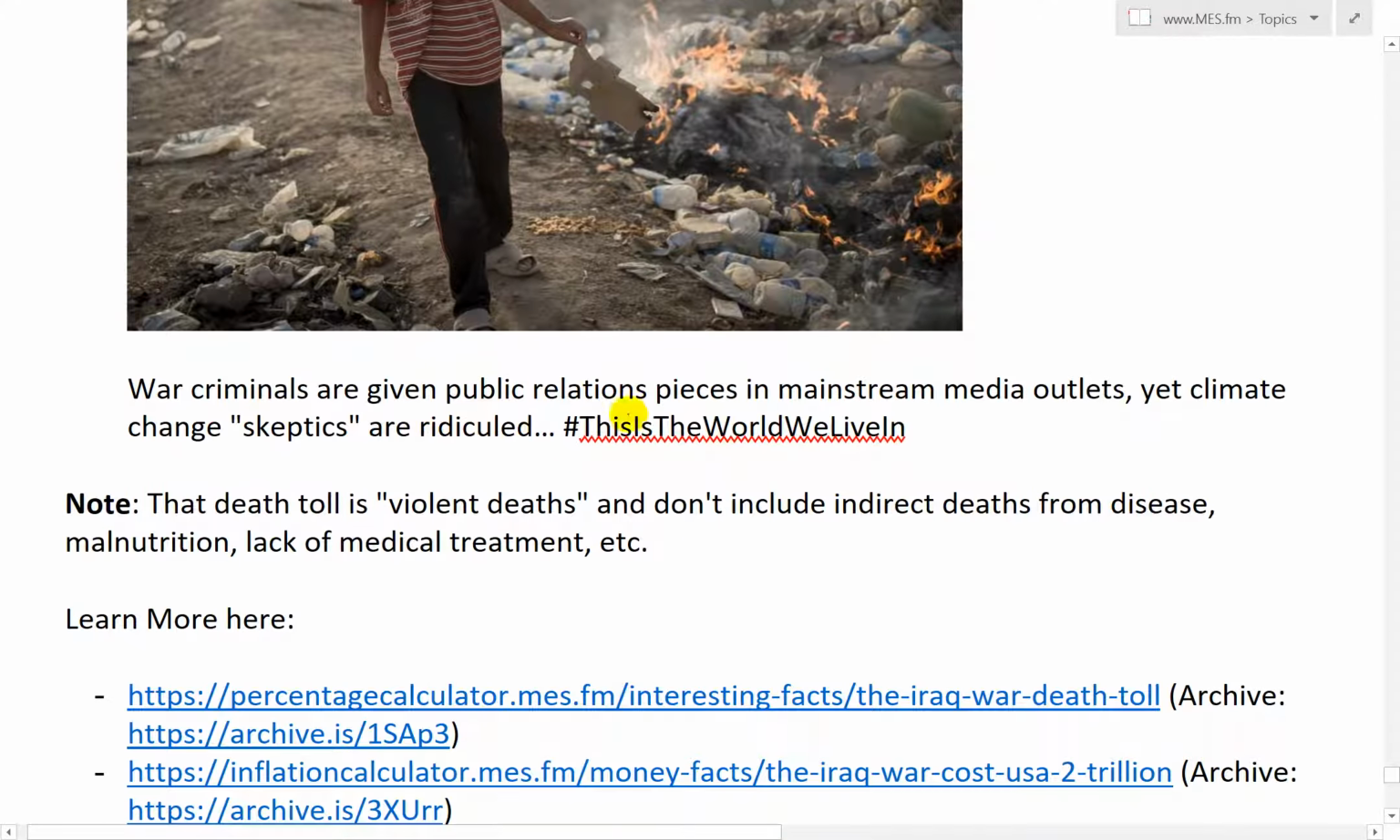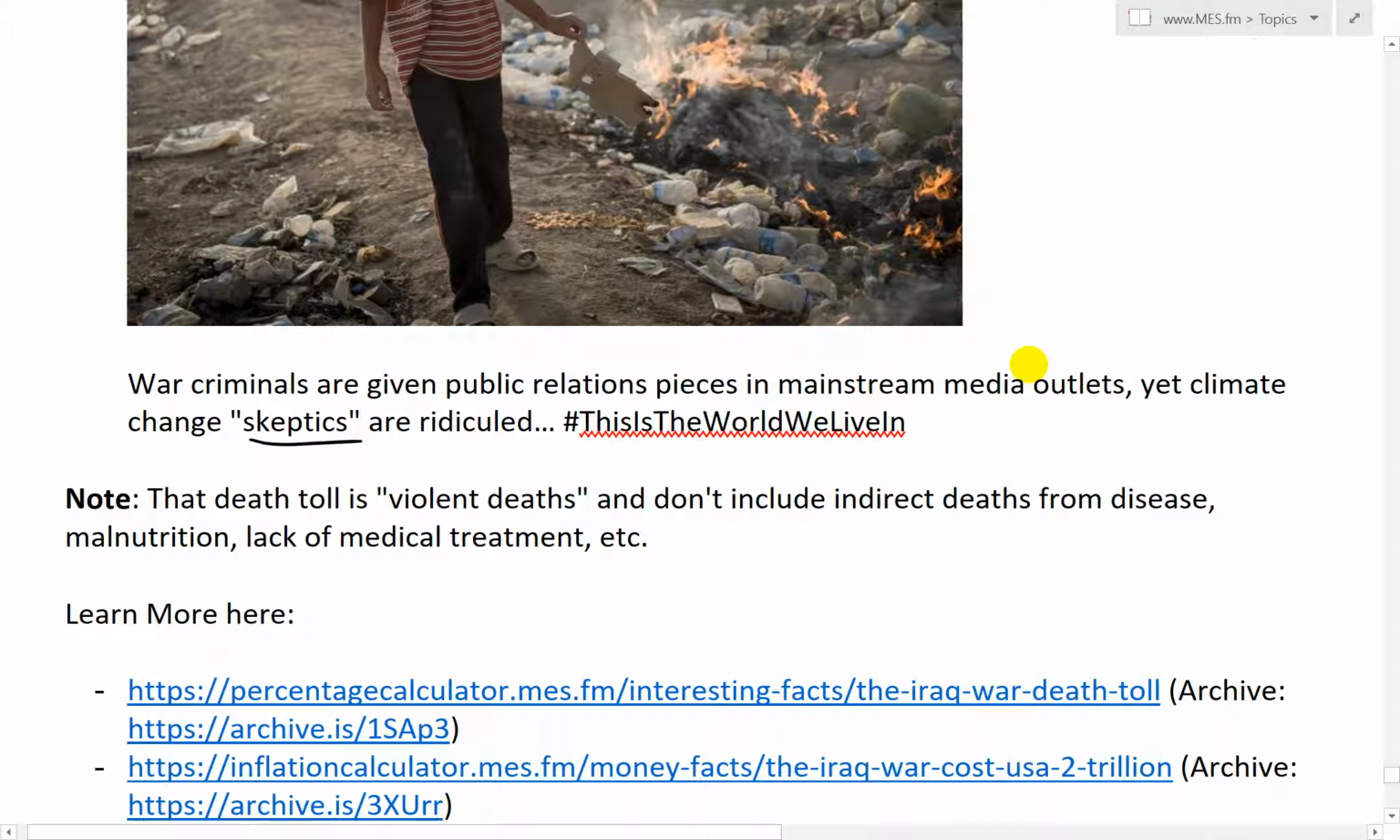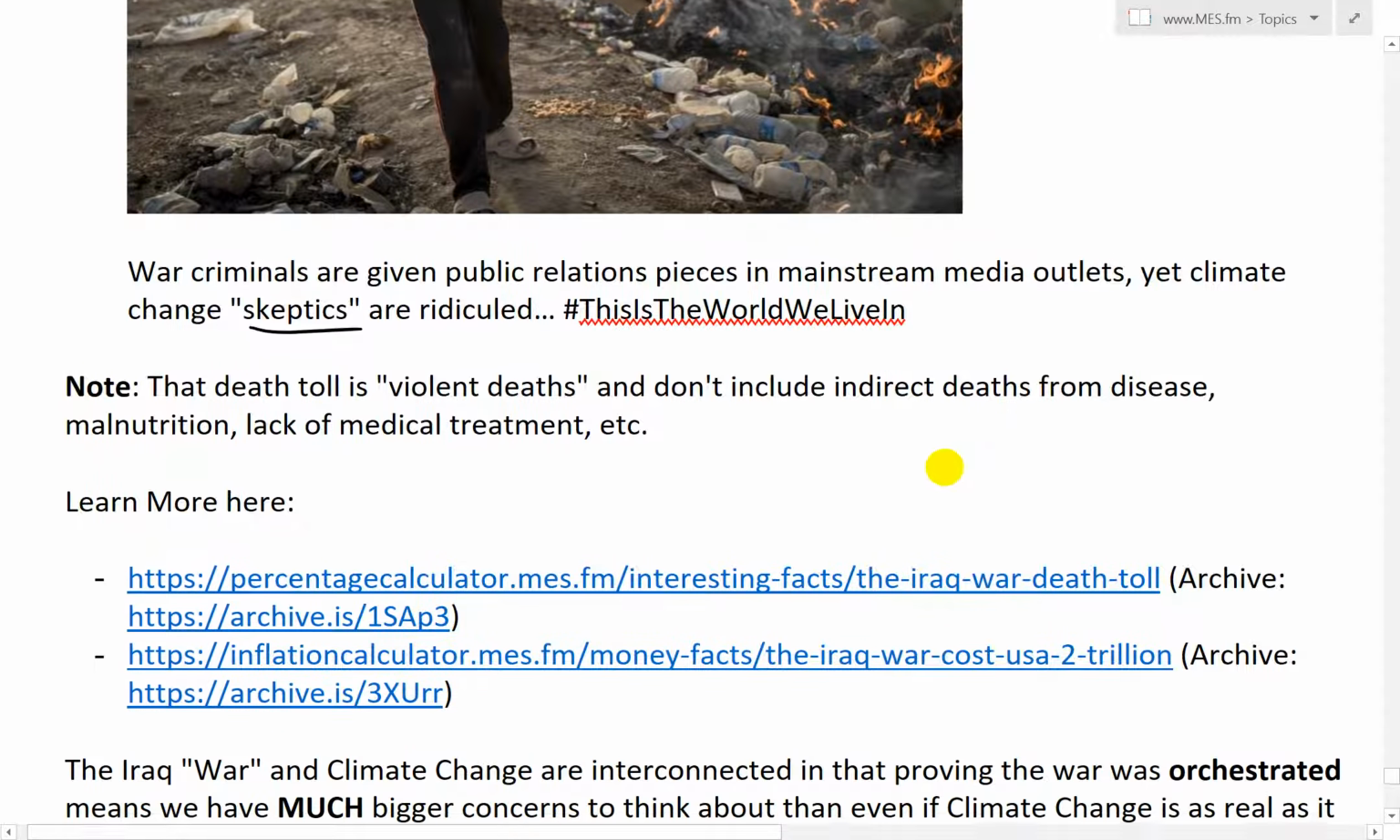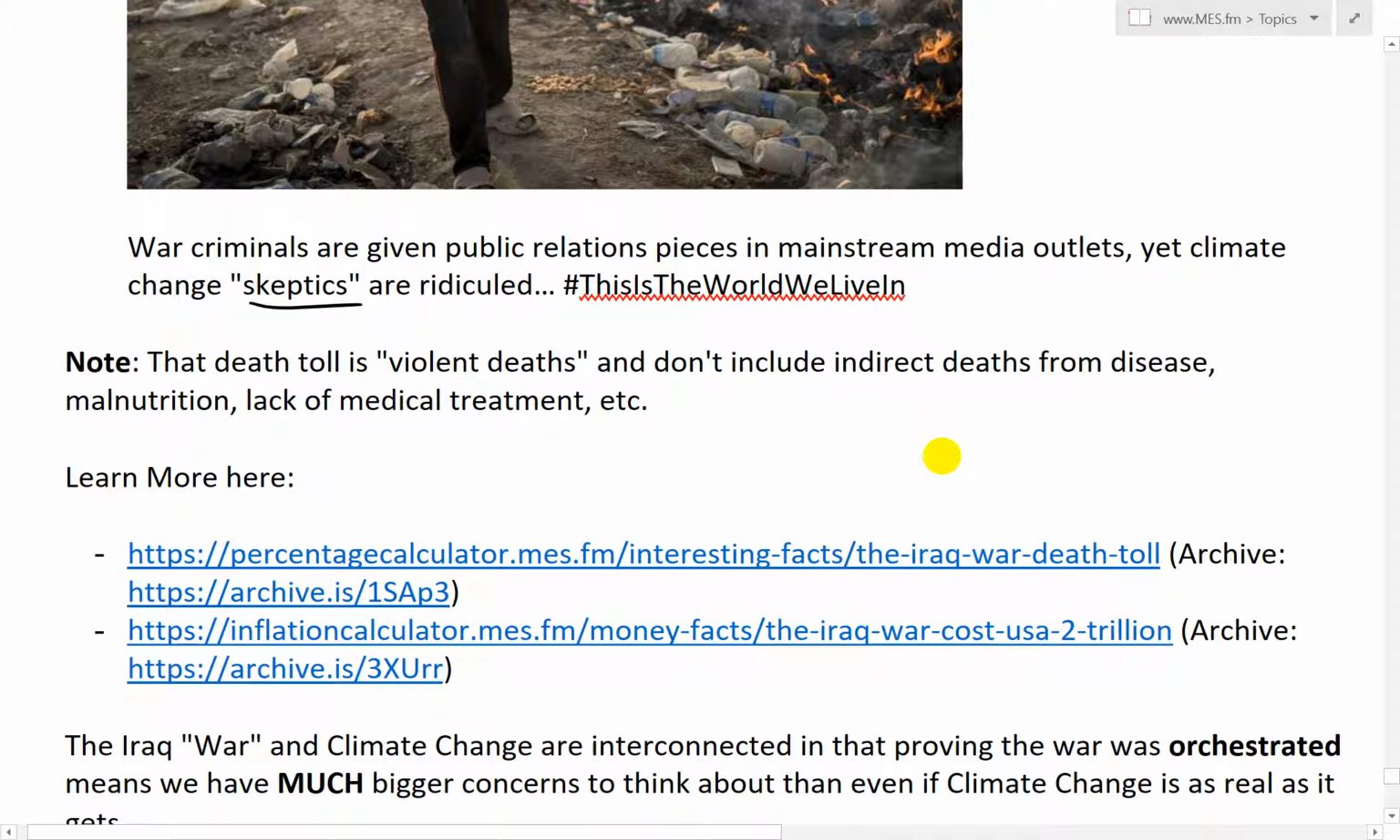War criminals are given public relations pieces in mainstream media outlets, while climate change skeptics are ridiculed. So you can go to war on false pretense, get a bunch of people killed, get a bunch of money printed, and get a bunch of pollution to occur, and basically destroy the land using depleted uranium shells and untold levels of carbon burning and burning fossil fuels and contributing to climate change. So yeah, this is the world we live in. But if you are a skeptic of climate change, you have Bill Nye saying he wants you in jail.